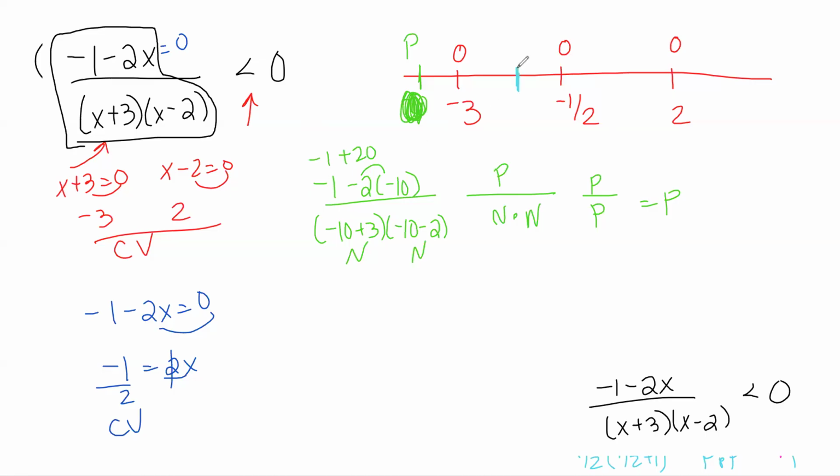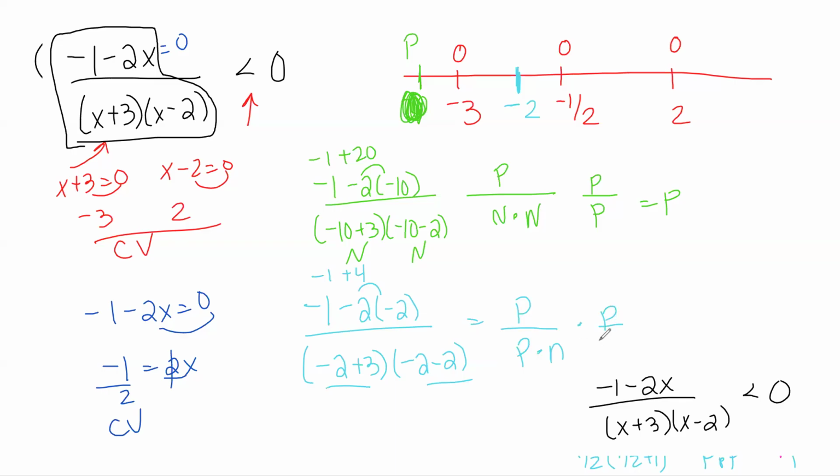Favorite number in between -3 and -1/2. I'm going to be doing -2 into the box. So -1 minus 2 times -2, -2 plus 3, -2 minus 2. So that's really -1 plus 4. So that's positive. That's positive. That's negative. Positive over negative, negative, put an N, scribble.